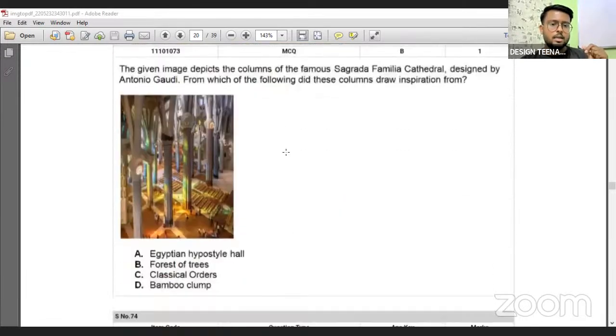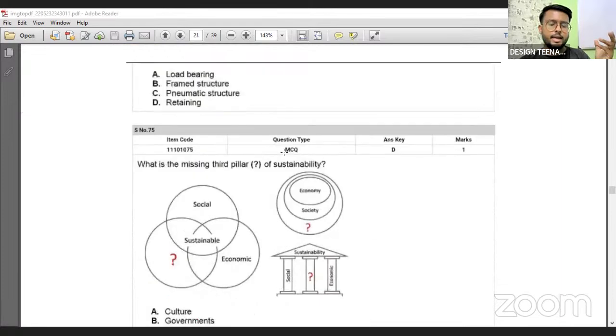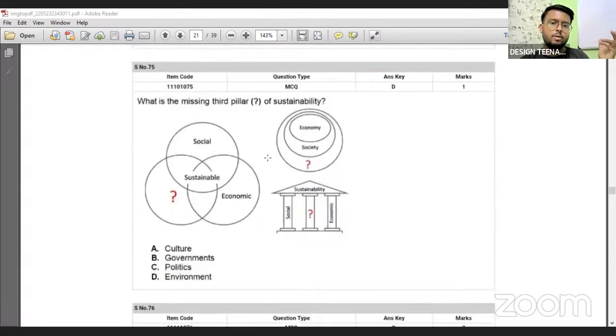Yes. Fine. We will have these examples, and now see the kind of paper pattern we have, which is almost similar. What is the missing third pillar of sustainability over here? Social, economic, and what is the other one? Social, economical... government and politics definitely cannot be the third pillar of sustainability. It is definitely supposed to be environment. Okay. Social, economical, and environment. These are the 3 things which are supposed to be there.